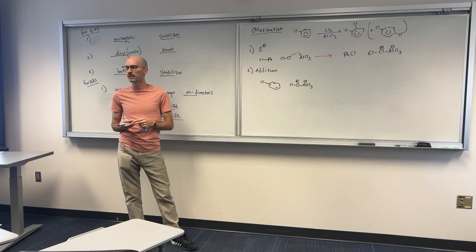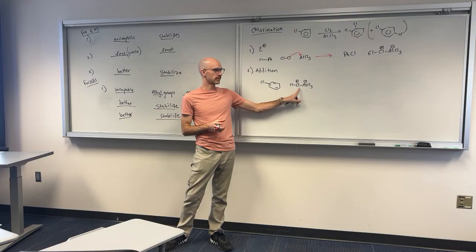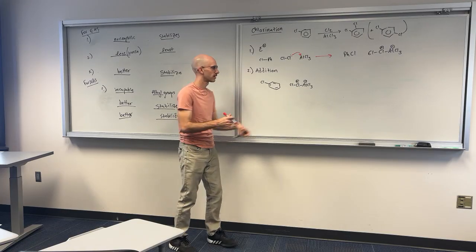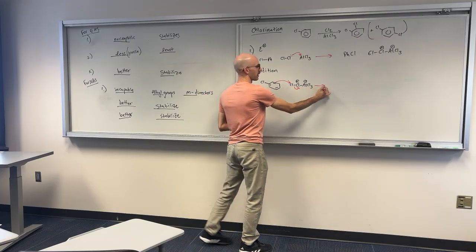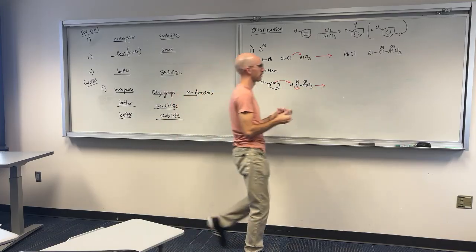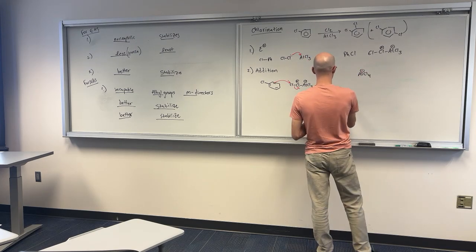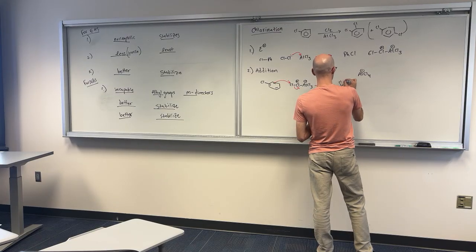Which chlorine do they attack? Outside or inside? Outside, just like with bromine. Outside chlorine, Cl-Cl bond breaks back to the chlorine. I'm going to draw my catalyst here, AlCl4, in that intermediate. And guess what? We get to draw all of the resonance forms again.